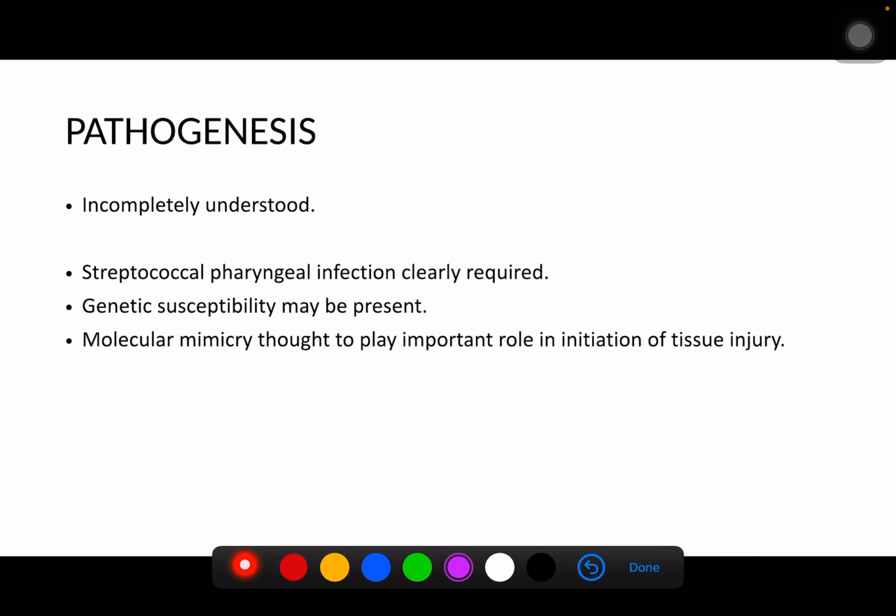If they are treated well beforehand, before they even develop rheumatic heart disease, this is known as primary prevention. Primary prevention means you are giving treatment before the person develops features of rheumatic heart disease. Now the pathogenesis is incompletely understood. The streptococcal pharyngeal infection is clearly required. Genetic susceptibility may be present. Molecular mimicry is thought to play an important role in the initiation of tissue injury. So it's basically molecular mimicry.